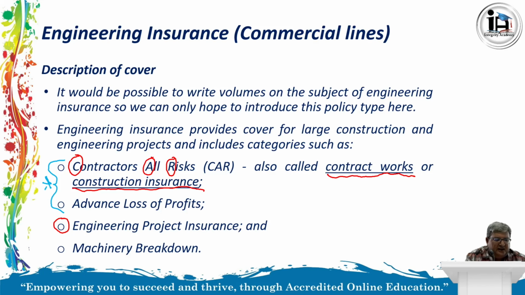So basically, a contractor can decide to either take only that one or only that one, or if he takes this one, it's a combination of both of them. And then machinery breakdown as well. Some do take machinery breakdown, others don't.